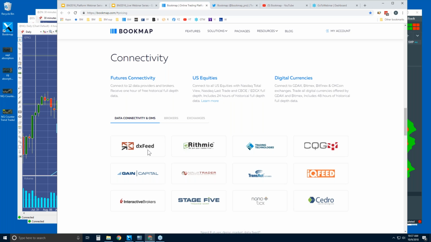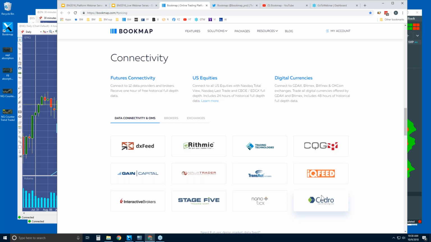Here's how. With US equities, there is only one method for connectivity, and that's through DX feed. So if you're an equities trader, you will need to subscribe to Bookmap as well as DX feed. Now for futures, you have lots of different options here. Rhythmic, CQG, Gain Capital, Ninja, Transact, IQ feed, Nanotick, and Cedro.